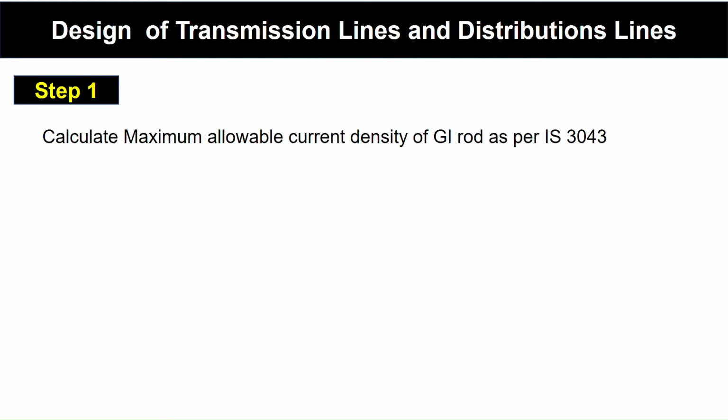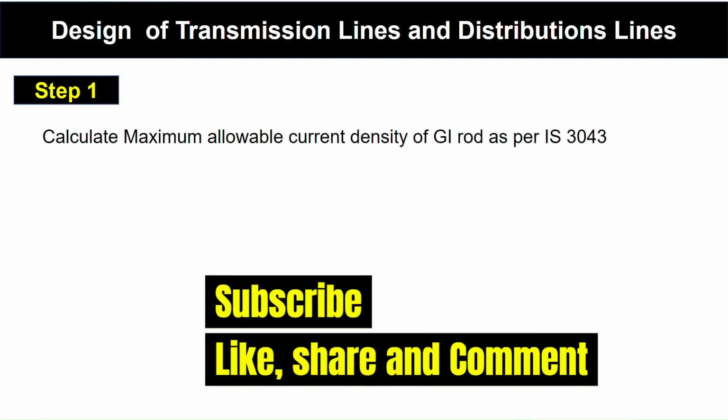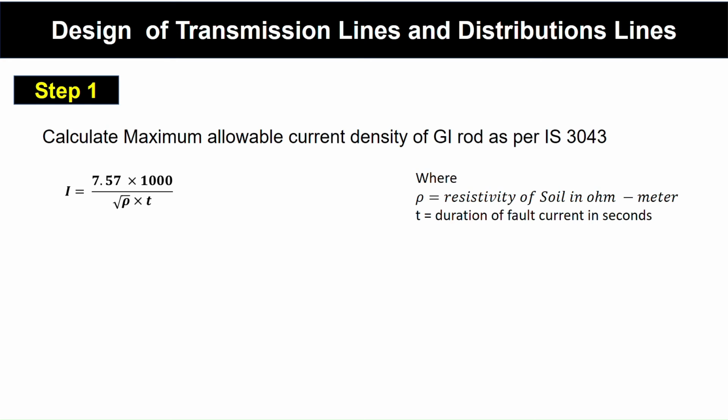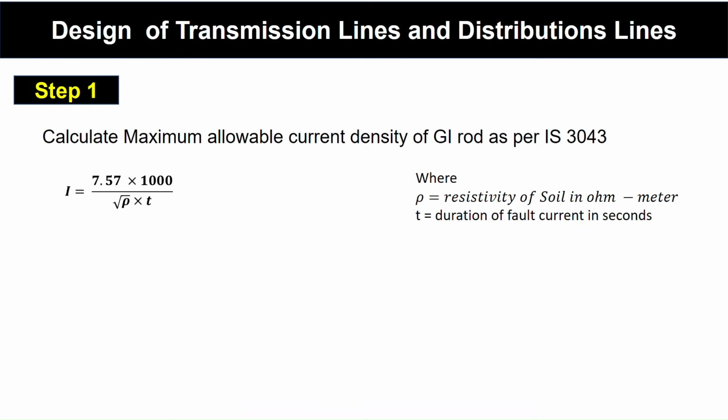Step first, calculate maximum allowable current density of GI rod as per IS 3043. The formula for that is I equals 7.57 into 1000 divided by square root of rho into T, where rho is the resistivity of soil in ohm meter, T is the duration of fault current in seconds. Putting the value of rho, that is 500 ohm meter, the resistivity of the soil, and T, the duration of fault current, which is 1 second, in this equation you will find the value of I.